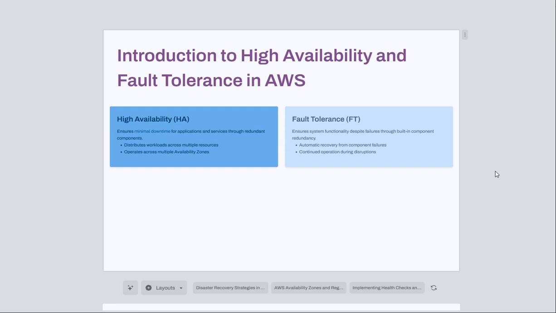So we've been discussing high availability and fault tolerance, right? High availability is minimal downtime for application services through redundant components. We achieve this by distributing workload across multiple resources and operating across multiple availability zones. And then fault tolerance is ensuring functionality through built-in component redundancy, so automatic recovery from component failures, and continued operation during disruption, so a sort of business continuity with fault tolerance.